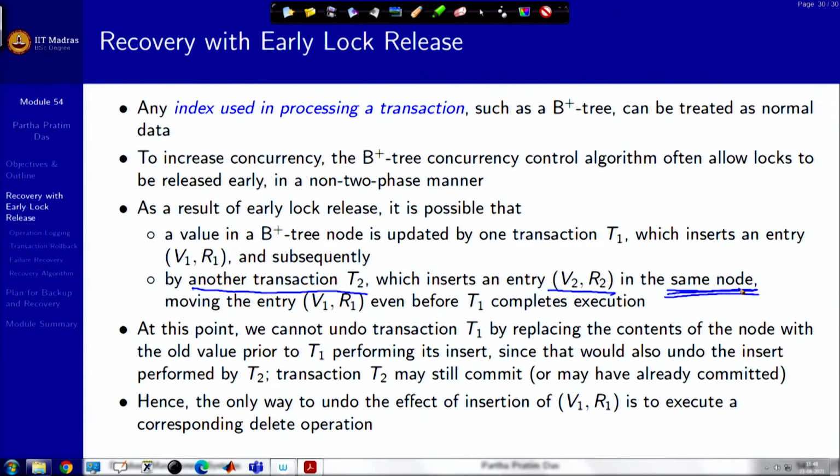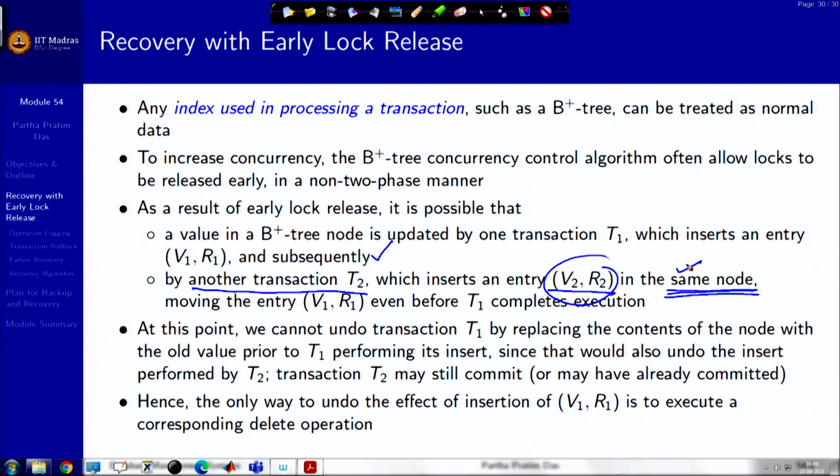You can insert in the same node because you have released the lock early. Otherwise, when you updated this one, you obviously held a low level lock on that node, so that your write does not get disturbed. But after that you have left it and T1 has not completed. Before that completion, T2 is writing another entry in the same node.